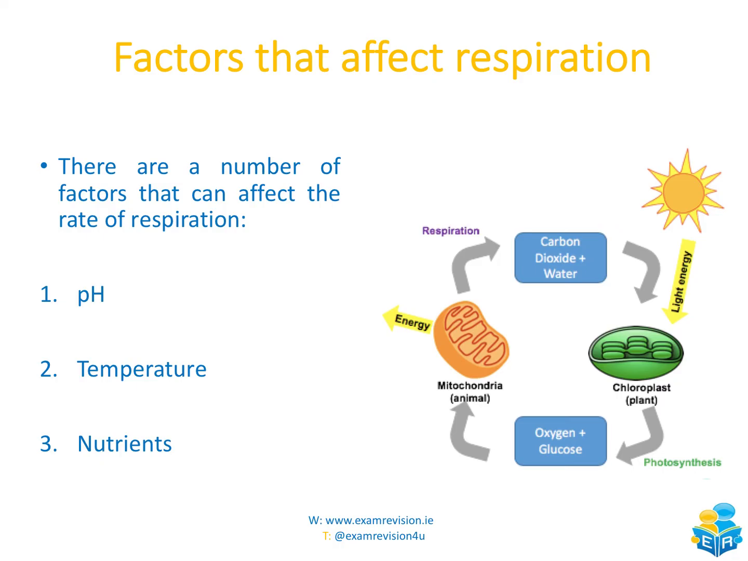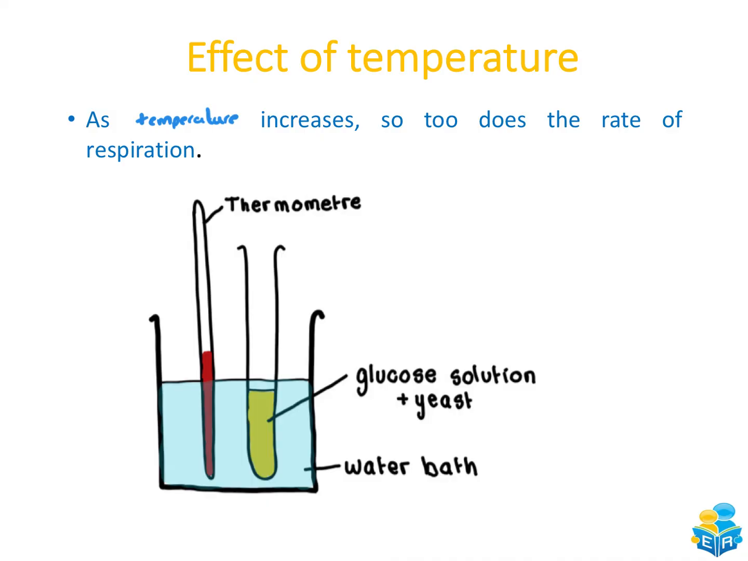Okay, so similar to photosynthesis, you will also undertake an experiment to investigate factors that affect respiration, and there are a number of factors that can affect it. pH being one, temperature being another, and the type or quantity or concentration of nutrients being a third. Now, more often than not, it will be pH or temperature that you will investigate, and usually it's going to be the temperature experiment. So one way which you can investigate this is to set up apparatus like this.